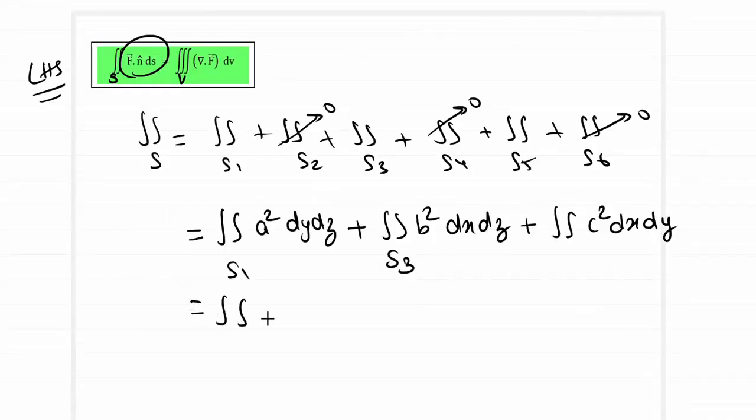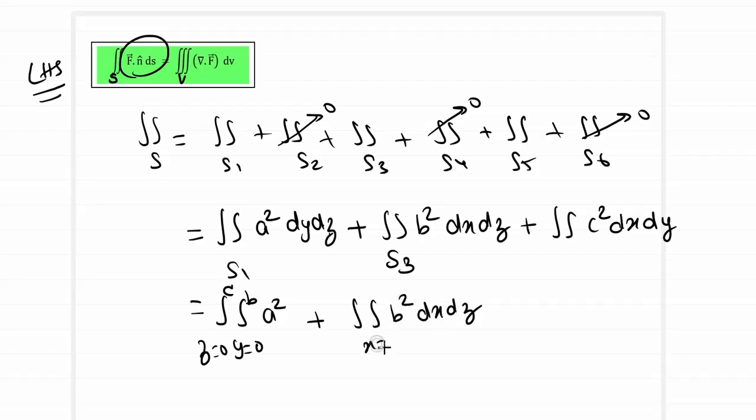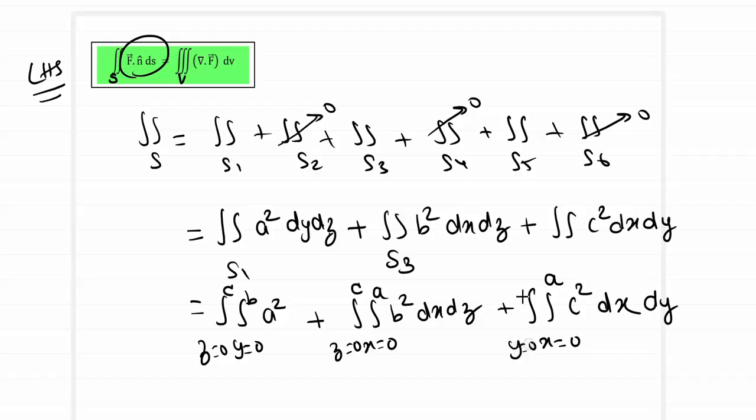So this becomes double integral a square. What is the limit of y? Y varies from 0 to b. What is the limit of z? Z varies from 0 to c. Next, I can move on with b square dx dz. What is the limit of x? X varies from 0 to a. What is the limit of z? Z varies from 0 to c. Last, integral c square dx dy. What does x vary from? 0 to a. What does y vary from? 0 to b.